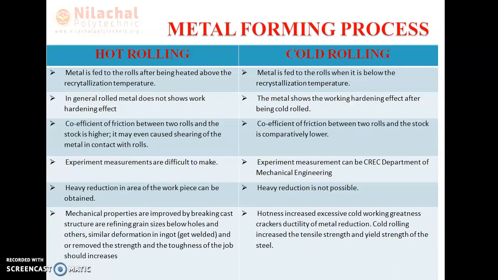Then again in the hot rolling case, mechanical properties definitely increase because we are heating the material to its recrystallization temperature. But in the case of cold rolling, we are not heating the material, so there is no chance of improvement of the properties. Again, heavy reduction may increase the strength of the material, so increasing the failure mode also. Again, in the hot rolling case, roll radius is generally large in size.